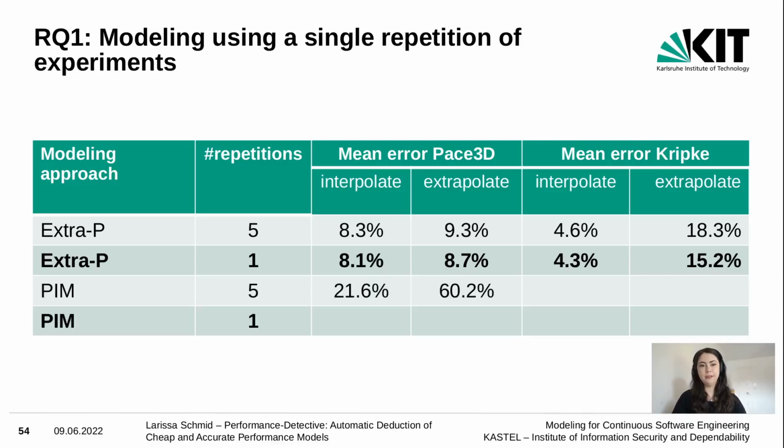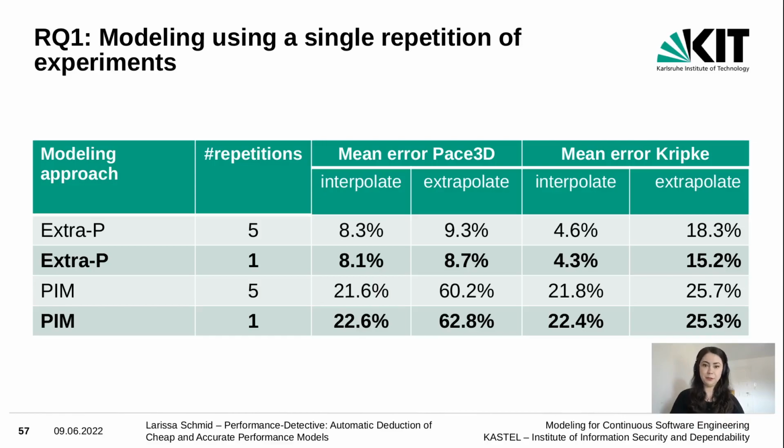For performance influence models, we have a generally higher error of 20% for the interpolated test set and 60% for the extrapolated test set. However, using only 1 repetition doesn't change much about this. And the same is true for the Copik application, where we have around 21 and 25% errors, which again are around the same if we use only 1 repetition.